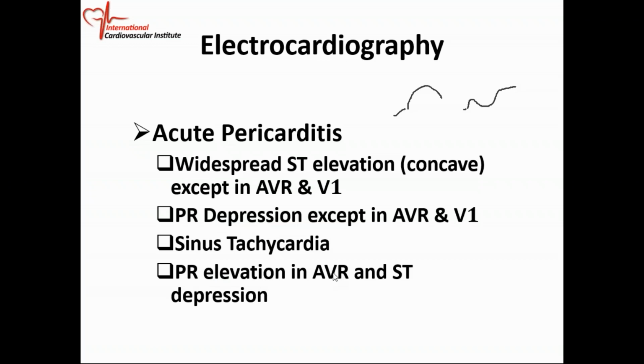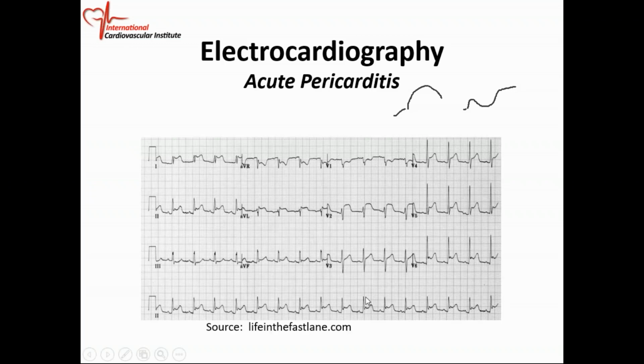I'm going to show it to you. You're going to get PR elevation in AVR and V1, and you tend to get PR segment depression in all the other leads. I'm going to show it to you because just talking about it might be confusing. So when you see something like this, never call it an acute heart attack. The treatment is different. If you treat this patient with thrombolytics, the patient will be dead.